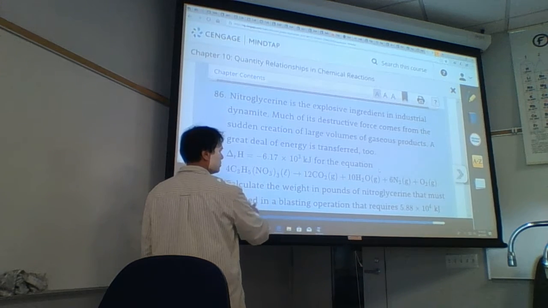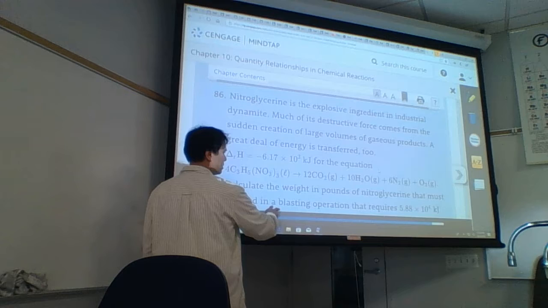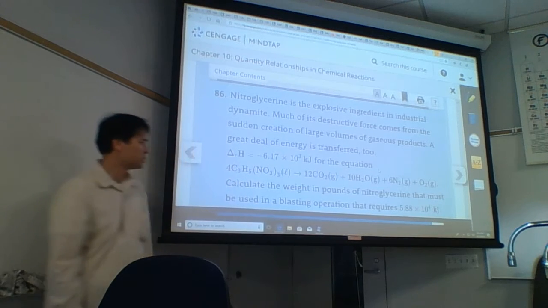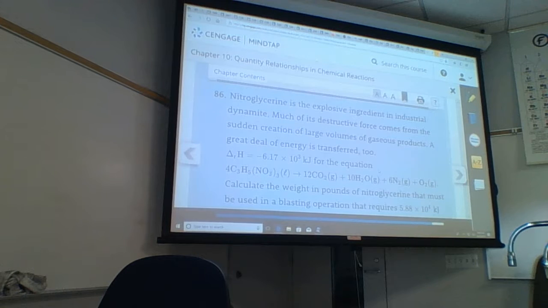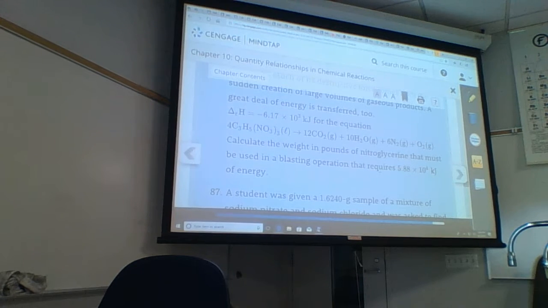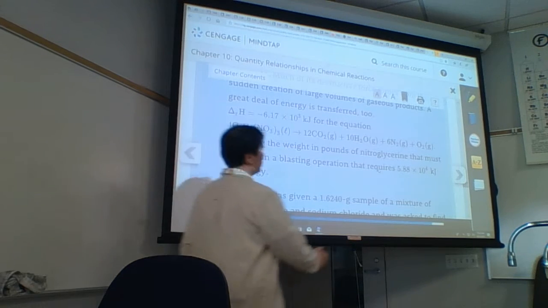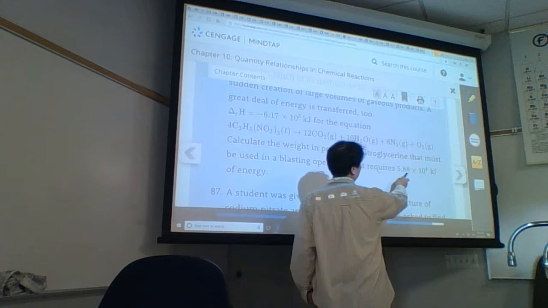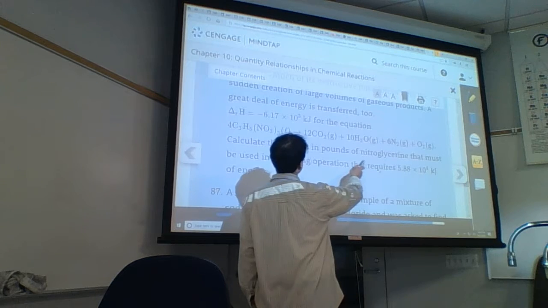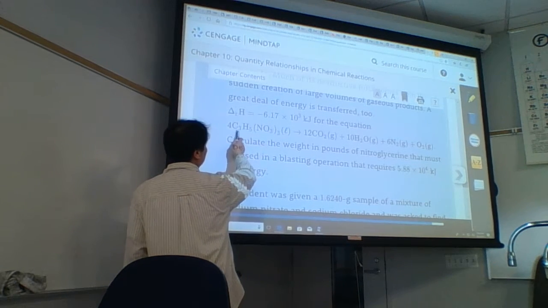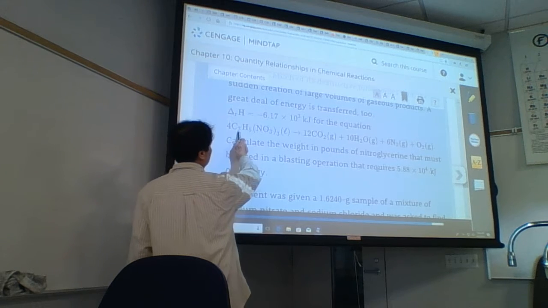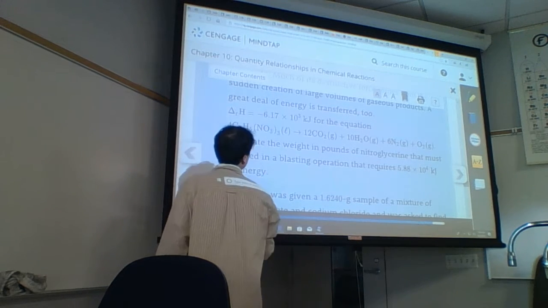6.17 kilojoules for this equation here. Calculate the weight in pounds of nitroglycerin that must be used in a blasting operation that requires 5.88 times 10 to the 4th kilojoules of energy. So, this is just stoichiometry. So we got 5.88 times 10 to the 4th kilojoules. So we're going to go from kilojoules to moles. And so it looks like 4 moles of nitroglycerin for every 6.17 times 10 to the 3rd kilojoules.